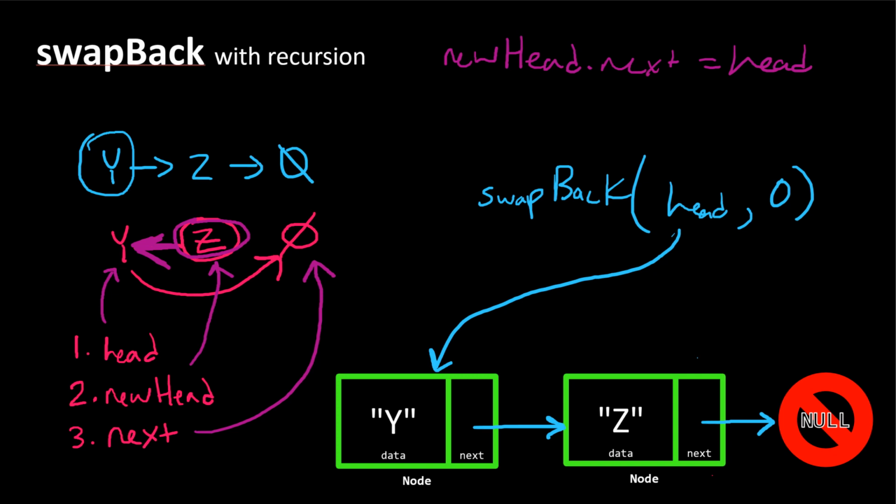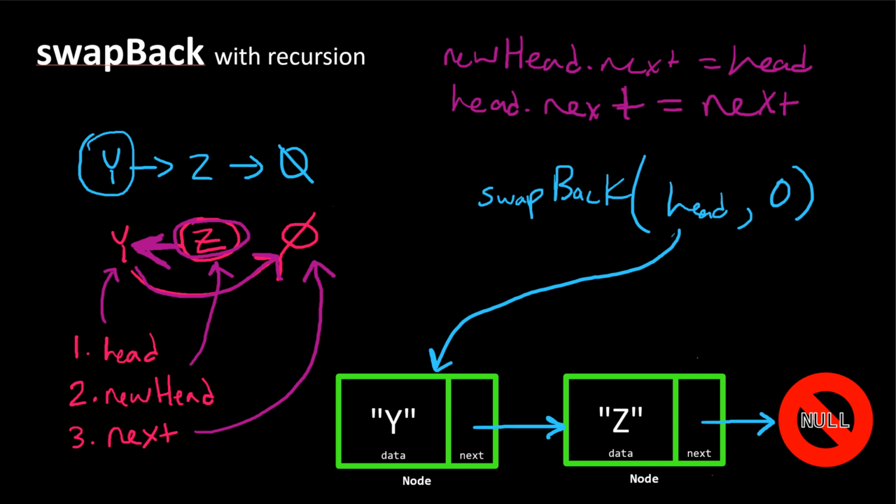How do we establish the reference from y to whatever came after z? Well, to do that, we would say head, your next reference is now going to be next. Because next is the label that we gave, or the reference we set up to refer to the element that came after z. And so what we've done is we've reestablished these two arrows. We've set up this arrow back, and we've set up this arrow from y to the next element.